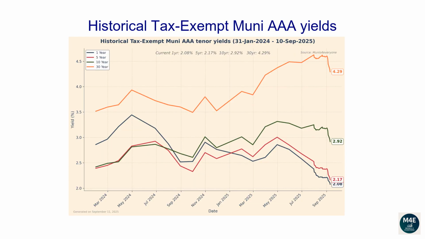This line plot and the next plot show how each tenor of the Muni yield curve has changed over time. From the 31st of January 2024 to the 10th of September 2025, the 1-year yield has dropped from 2.86 to 2.08. The 5-year yield has dropped from 2.39 to 2.17. The 10-year yield has increased from 2.42 to 2.92. The 30-year yield has increased from 3.52 to 4.29.